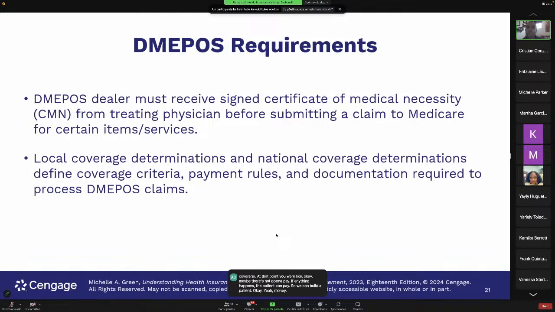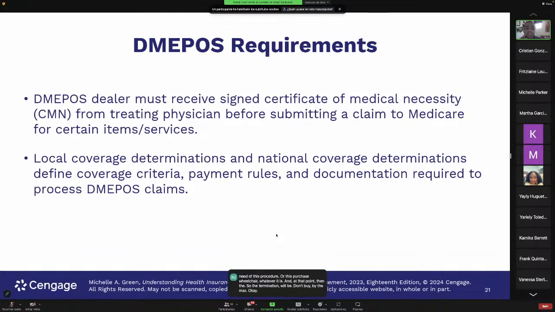Okay, so the requirements. Certification from the doctor. There has to be a letter or a prescription saying this patient is in need of this procedure or these crutches, wheelchair, whatever it is. And at that point, the determination will be done by the MAC.